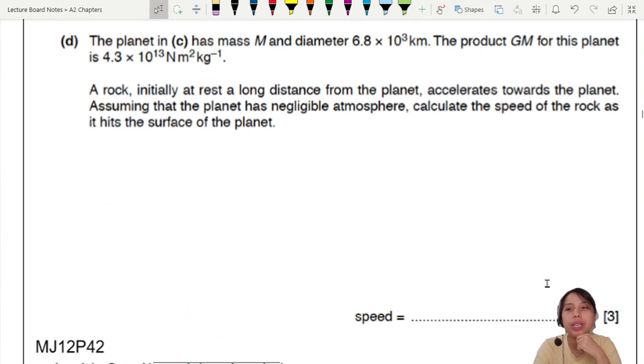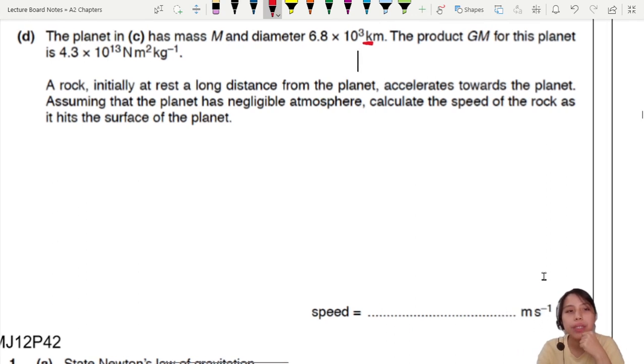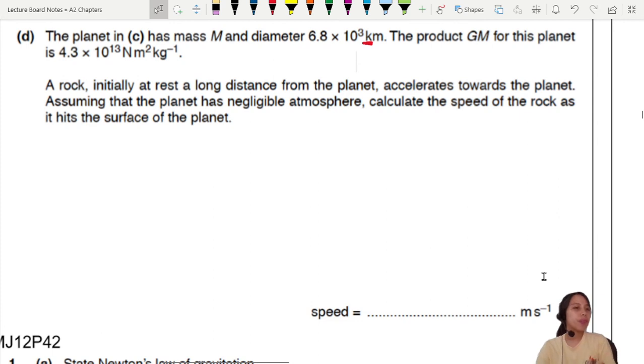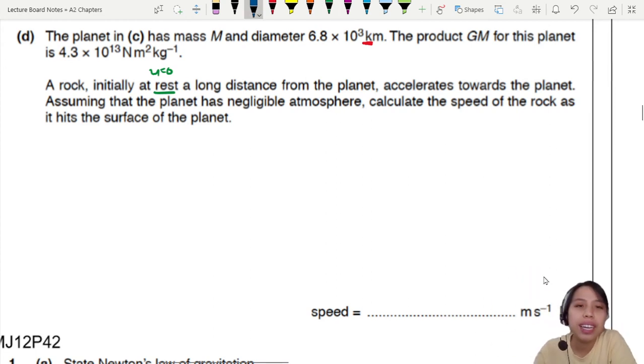Final section. Okay, here comes a calculation. The planet has mass and diameter 1 times 10 to the 3 kilometer. Oh, I see this kilometer. I'm like, wait a second. Gotta be careful of that prefix. The product GM is given to us nicely, so we don't have to calculate. A rock initially at rest. At rest means at first no energy. Very far away, you assume almost infinity.